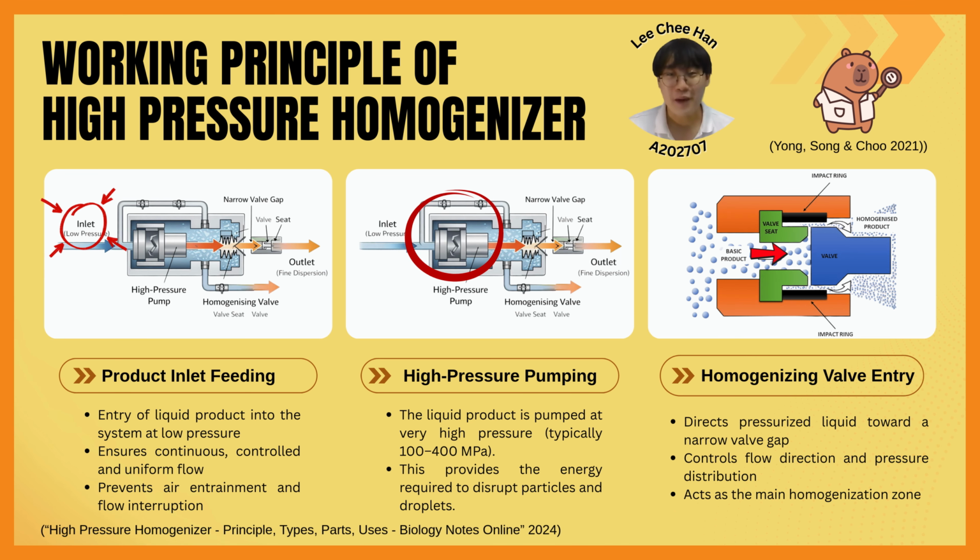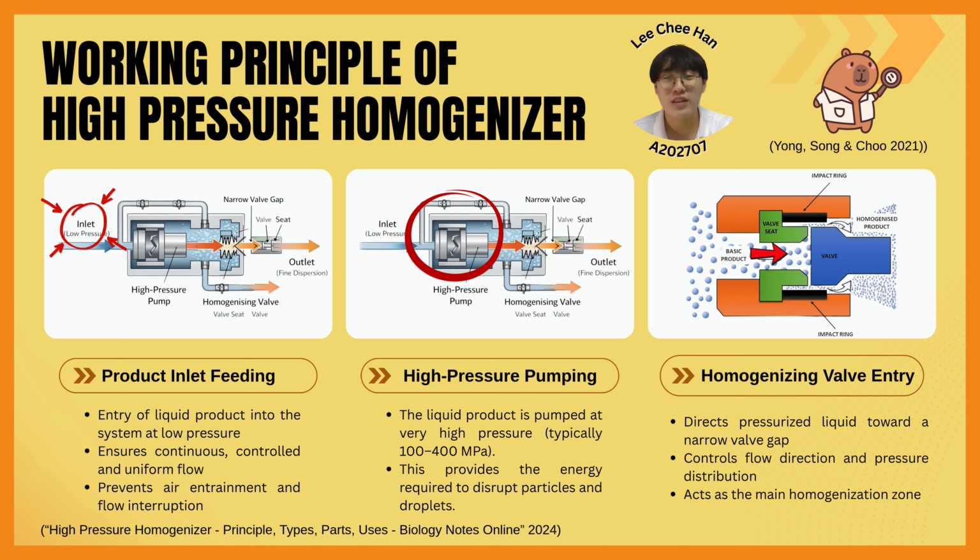Next, I will explain the working principle of the high-pressure homogenizer. First, the liquid product enters the system through the product inlet at low pressure. This produces a continuous and controlled flow while preventing air entrainment that disrupts homogenization.